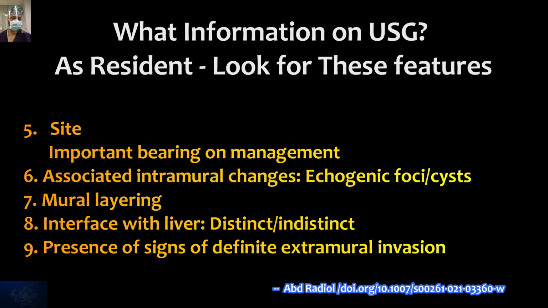Then another important aspect, which we will discuss again in a further part of this video, is mural layering. Is the layering pattern of the internal and external layer of the gallbladder maintained or not? How is the interface with the liver, whether it is distinct or indistinct, whether there is a gross invasion or any presence of definitive extramural invasion in the form of the colon or the duodenum or the porta. All these things we have to look for whenever we are dealing with a suspicious case of GB thickening.